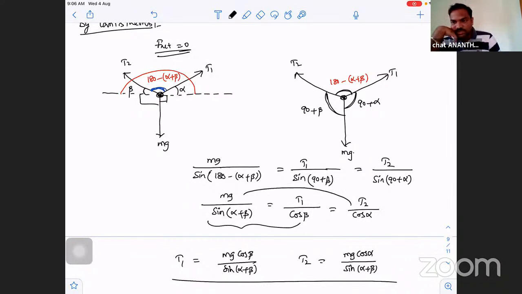So both the methods you have to know. Why? Because Lami's theorem is only applicable for three forces. But if more than three forces are there, then you have to go with the component method.